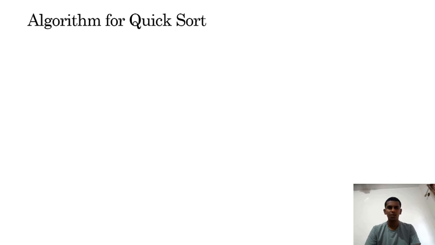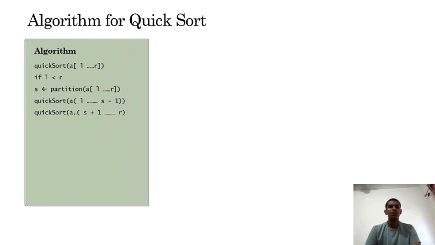Let's discuss the algorithm for Quicksort. Now let's see the algorithm of Quicksort. Quicksort of A[l..r], and we are using an if condition: if l is lesser than r, s is the partition of A[l..r], and Quicksort of A[l..s-1], and Quicksort of A[s+1..r].